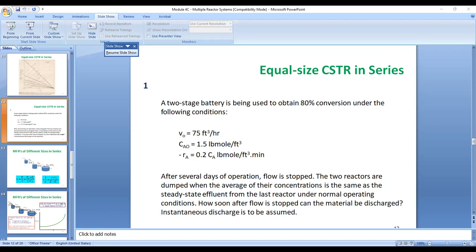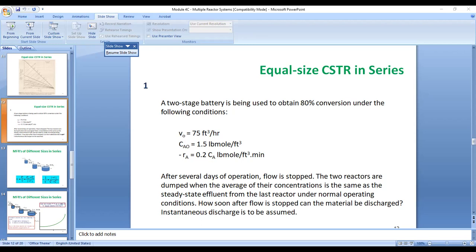yesterday. And for this sample problem, you will process your feed using two CSTRs. So the problem goes this way. A 2-stage battery is being used to obtain 80% conversion under the following conditions. 2-stage battery, meaning it's referring to 2 CSTRs in series. So the degree of conversion is 80%.